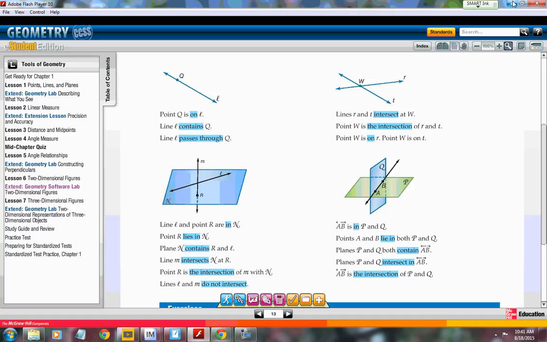So there's a lot of different things you can say there. Here are 2 planes that are intersecting, plane P and plane Q. Their intersection is line AB. Here are some different things they could say. Line AB is in plane P and plane Q. You could say AB is the intersection of plane P and plane Q. They could describe it in a lot of different ways, so you might want to look over that when you're doing your homework, okay? Any questions?